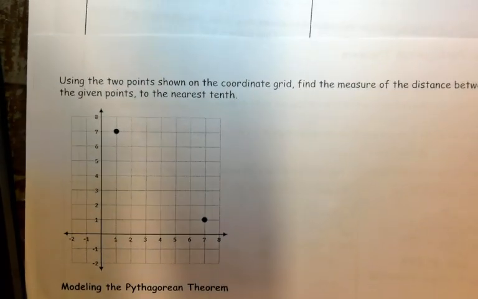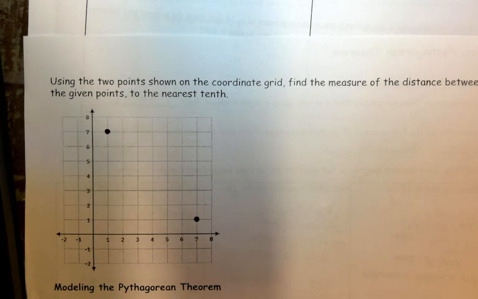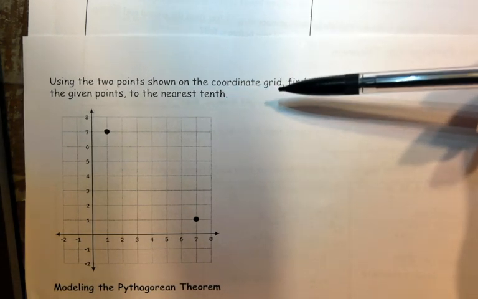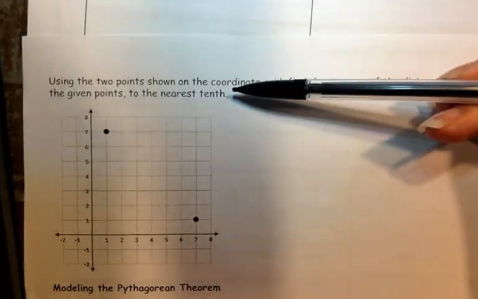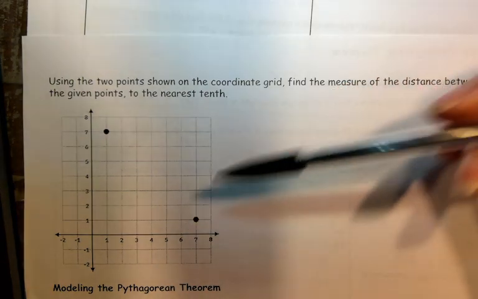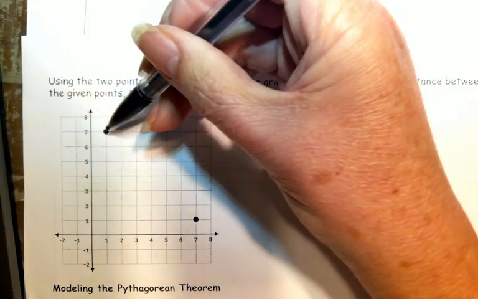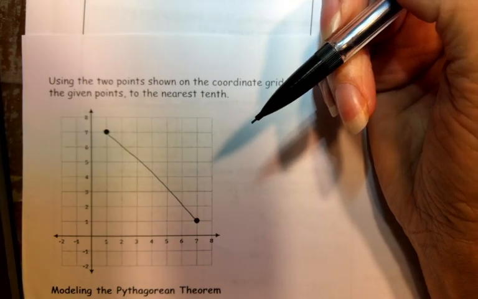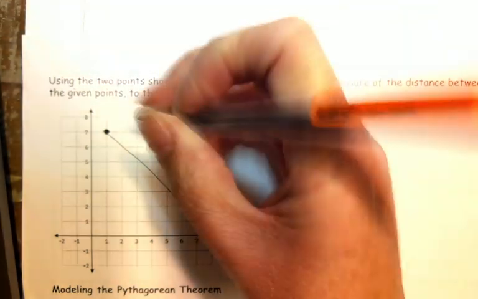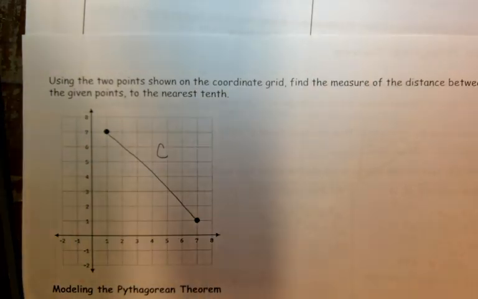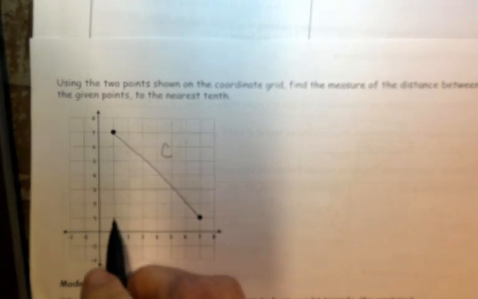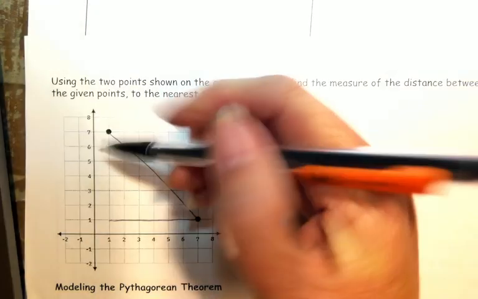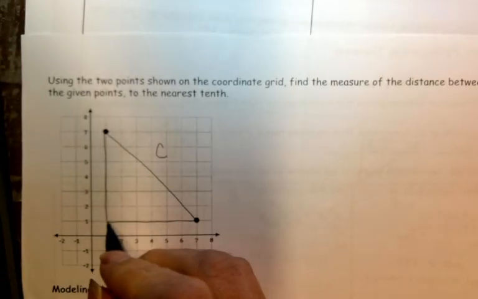All right, it says when using the 2 points shown on the coordinate grid, find the measure of the distance between the given points to the nearest 10th. So we have 1 point here and 1 point here, so we need to connect those points. So if I connect those points, you notice I'm kind of going diagonally. So what value is diagonal, A, B, or C? Well, C is always diagonal. So we need to make a right triangle, so we can move horizontally and vertically to create our legs. So now we have our right angle.